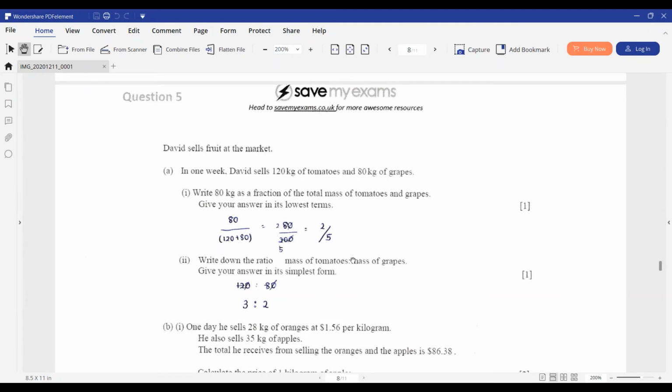So what we're going to do is take 80 over the total mass. So over 120 plus 80, because they literally said as a fraction. So 80 over 120 plus 80, which is 200. So 80 over 200. Simplifying this fraction would give us 2 over 5, because we divide the numerator and denominator by 40.